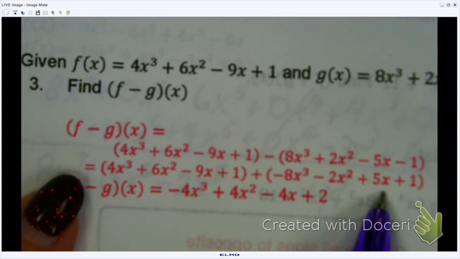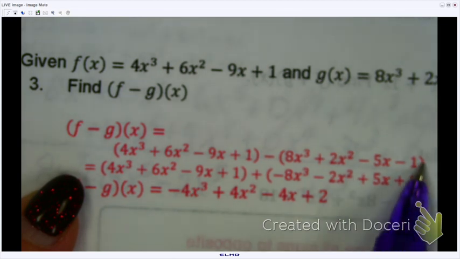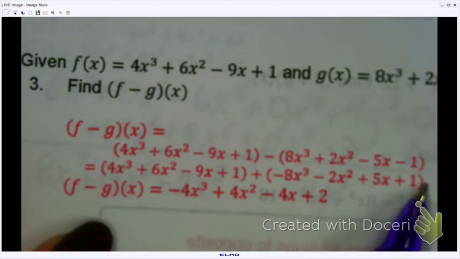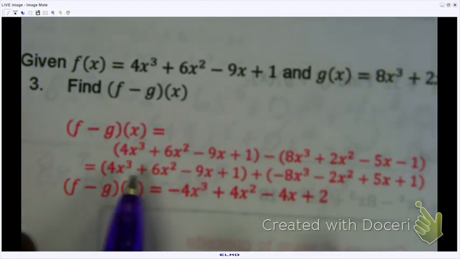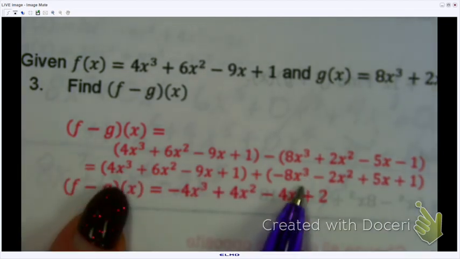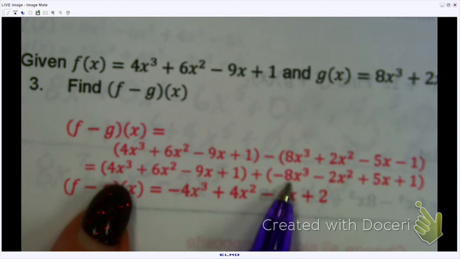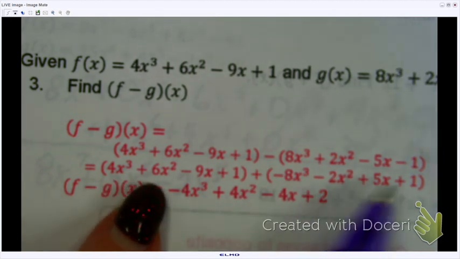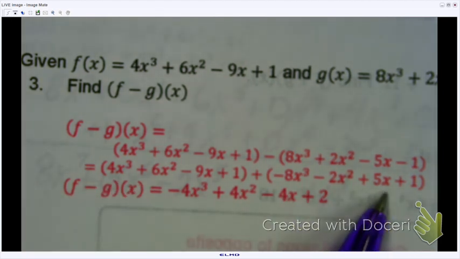And the -1 times the -1 is plus 1. So then at this point, you just combine like terms. You look for exponents that match. If there's one that matches, you combine the two. If there isn't one that matches, you just use the one that exists.